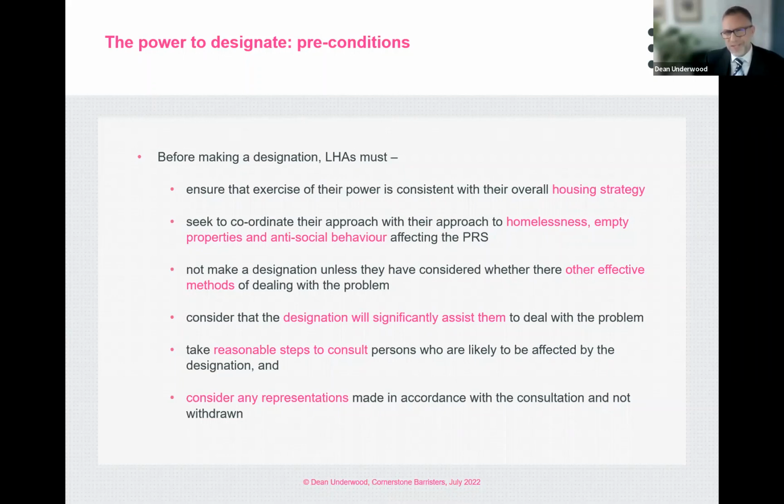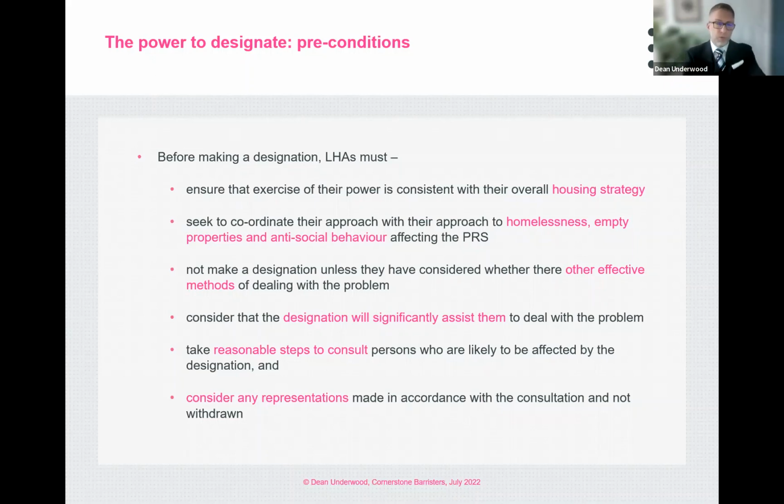Where local housing authorities tend to receive more representation, certainly at consultation stage, and perhaps more objections to licensing, is when it comes to the next precondition, which is not making a designation unless the LHA has considered whether there are other effective methods of dealing with the problem. So, as I say, the availability and effectiveness of other means of addressing problems that the local housing authority has identified is a critical condition for local housing authorities to consider, and I would suggest they need to consider each and every possible alternative with real care.